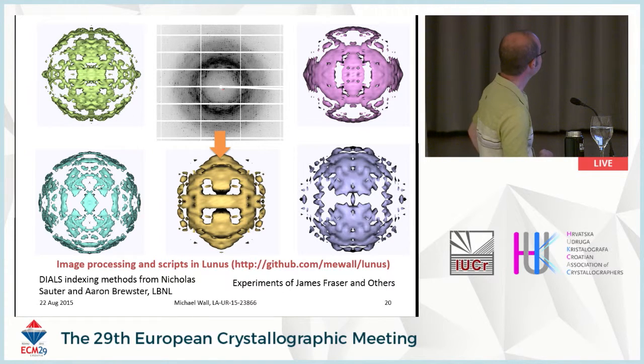The image processing and scripts for this are again in the Lunus software repository. The DIALS indexing methods are used for this, and methods were provided by Nicholas Sauter and Aaron Brewster. And again, the experiments were from James Fraser and others.